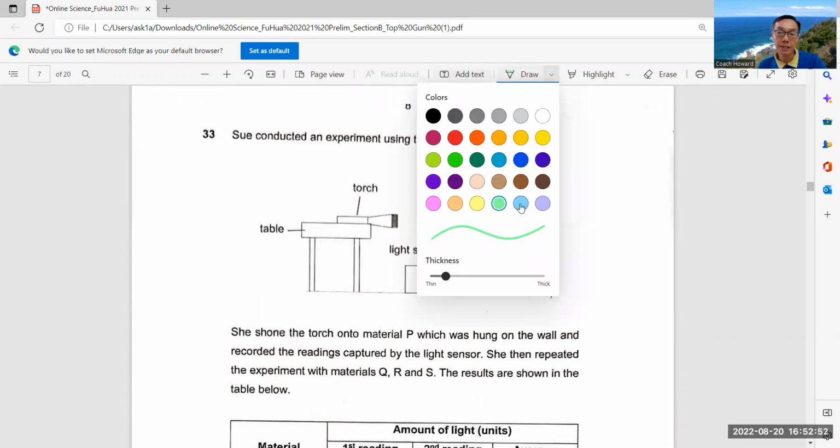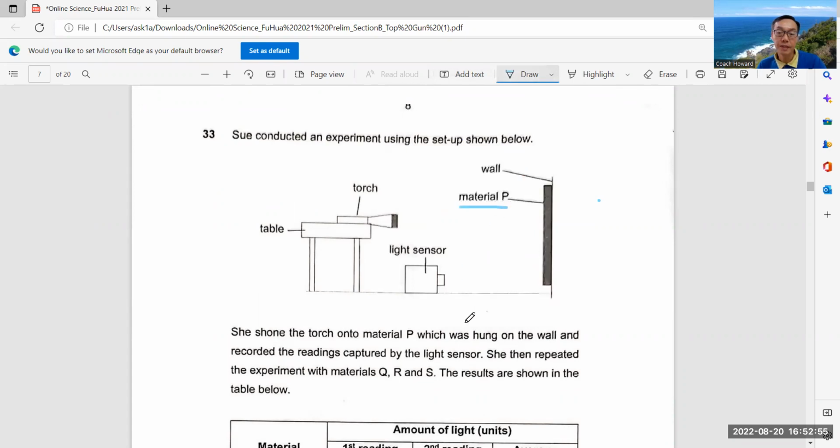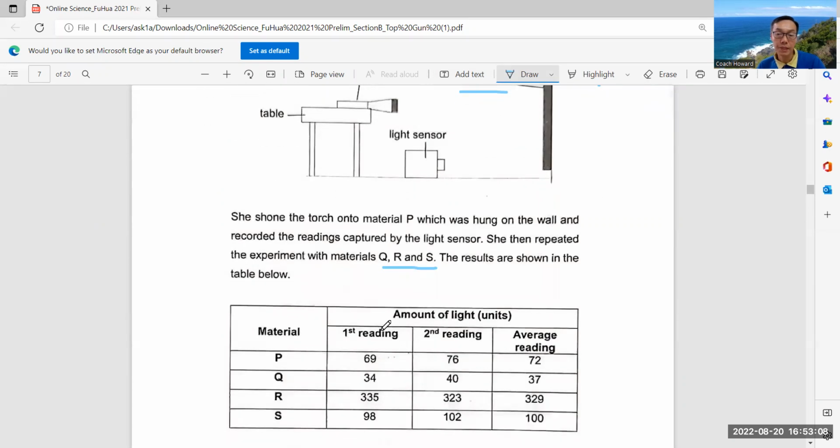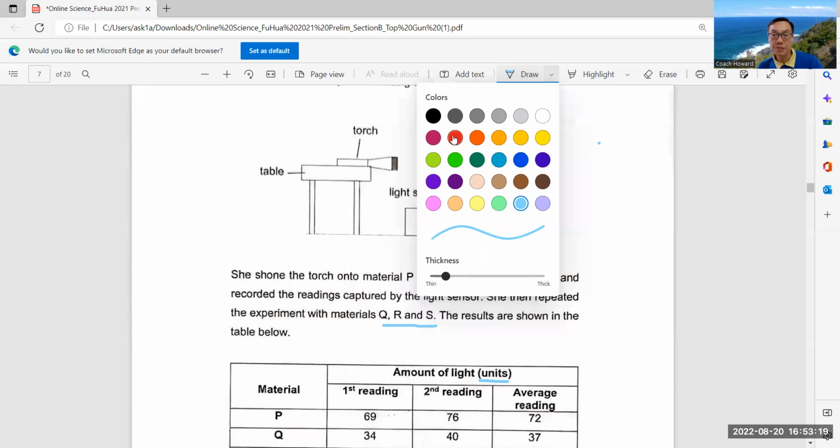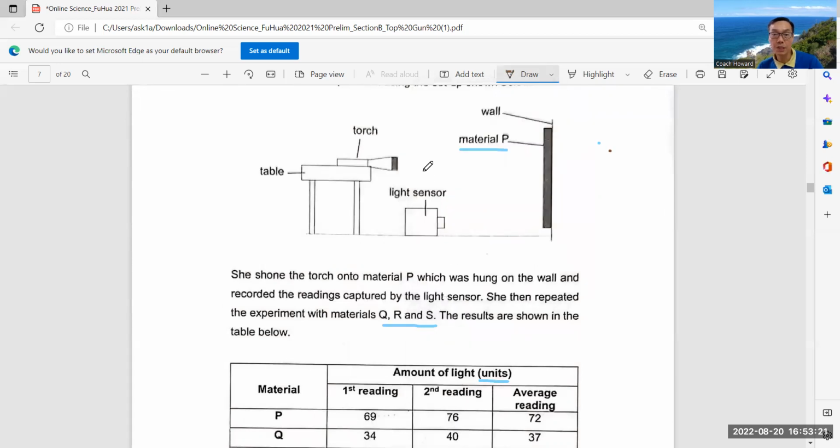So you highlight this part. This is material P, which was hung on the wall, and she recorded the readings captured by the light sensor. She then repeated the experiment using Q, R, and S. The results are shown below. They take two readings and then take the average. This is the amount of units detected by the light sensor. Actually, when you see such a question, you try to annotate. You take a ruler. They fire a beam here, it hits here, and then the light sensor is here.